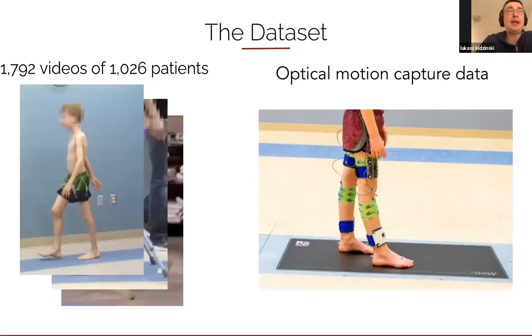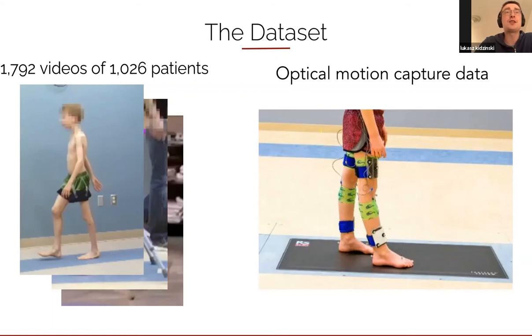So the data set that we had was a data set from Gillette Children's Specialty Healthcare, where they got 1,800 videos collected over the last 30 years. The videos were fairly controlled, as I will show you examples in a second. We had over 1,000 subjects, and we had access to optical motion capture data. So optical motion capture was collected in a separate trial, but during the same visit.